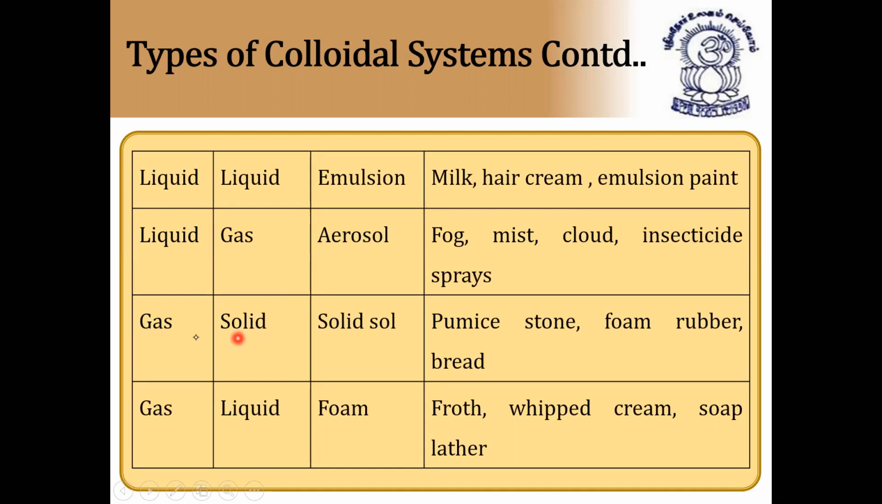Next, gas in solid. Gas is the dispersed phase and solid is the dispersion medium. It is called solid sol. Examples: pumice stone, foam rubber, bread, etc. Next, gas in liquid, it is called foam. Examples: froth, whipped cream, soap, etc. So these are all the 8 different types. In the first five slides, we discussed 5. Now we are discussing 3. So a total of 8 types have been discussed. I hope it is clear.